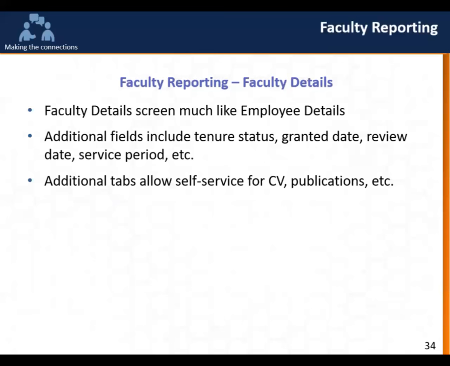All right, so additional fields include basically the addition of the tenure information: tenure status, when it was granted, when it was reviewed, and faculty service period, which is whether they are year-round. I believe there's one for just fall and spring, and an additional one for summer. And then we have some other tabs under faculty that allow faculty self-service. We have a system in there that allows them to upload their CV, for example. Another one tracks faculty activity, like publication activity and presentation activity.